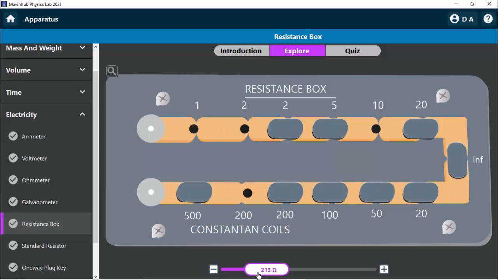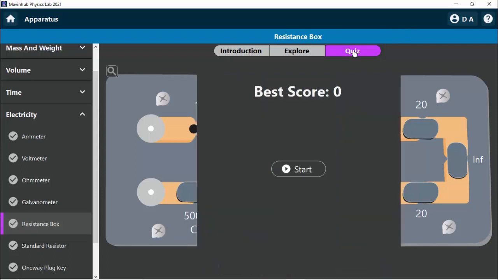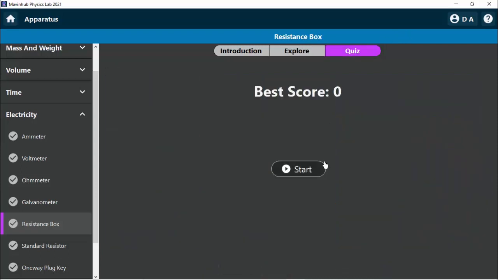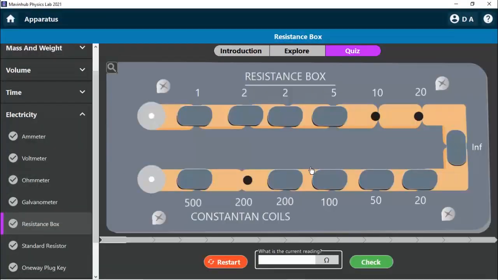So take a look at this figure, for instance. The reading on this resistance box is 213. How is it 213? This is 200 plus, we remove the knob of 10, that's 210. Then you remove the knob of 2, that's 212. Then you remove the knob of 1. So altogether 213 ohms. You can also take a quiz on this on Mavinhub Physics Lab. You can test your ability to take readings on the resistance box and other apparatus.